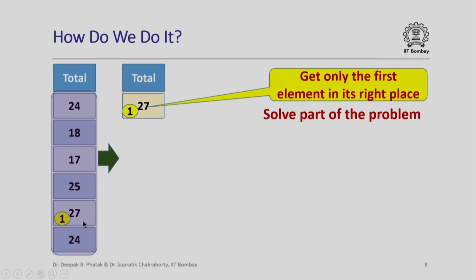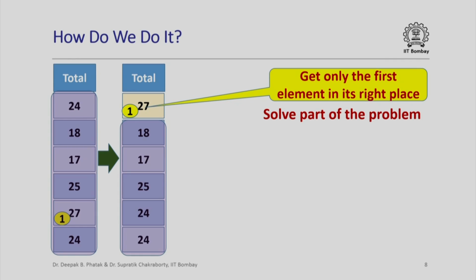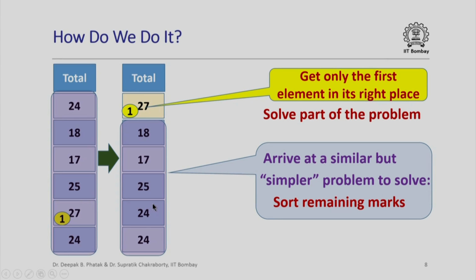So here 27 is the maximum element. I have put it at its rightful position, which is the top of the overall sorted array. This leaves us with the remaining marks, and in this particular case, since I have moved 27 from here to the top of the array, whatever was there at the top of the array earlier, that is 24, has been moved to the earlier position of 27, and now this is the remainder of the array that I still have to sort. So this is now a similar but simpler problem to solve.